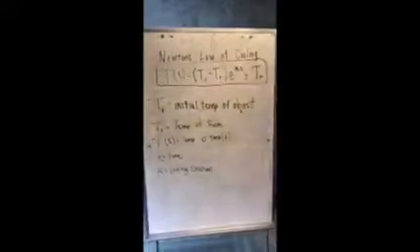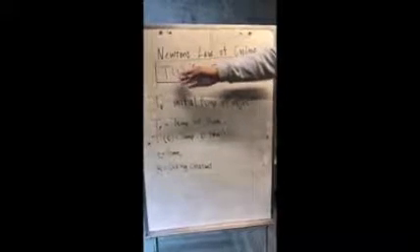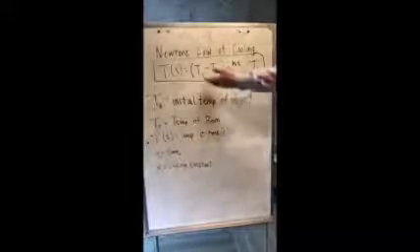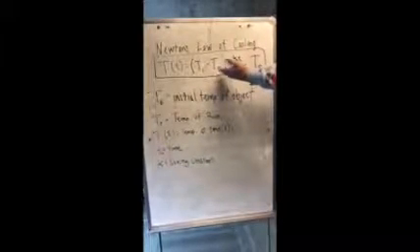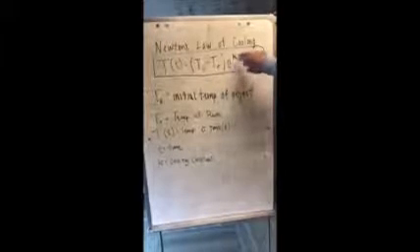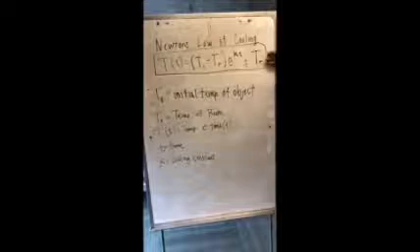It's Newton's law of cooling, and we can use it to find the temperature of an object at a given time. All you do is get the initial temperature minus the temperature of the room that it's in, times Euler's number to the power of the cooling constant times time, plus the temperature of the room.